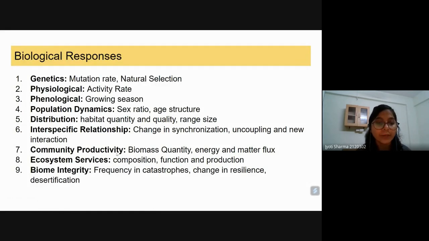Then we have the community productivity. The biomass quantity, the energy and matter flux, these can also be changed. So these are the biological responses. The next are ecosystem services. If we talk about the composition, function, and production of the forest, the change in these services is also a biological response. Then the next is biome integrity. So if the frequency of catastrophe changes, or there is a change in resilience or desertification is happening, then there is a biological response in the form of biome integrity.